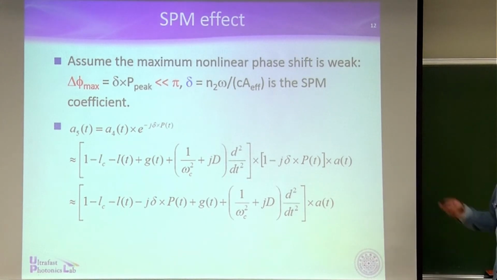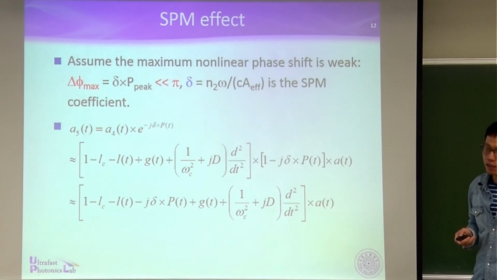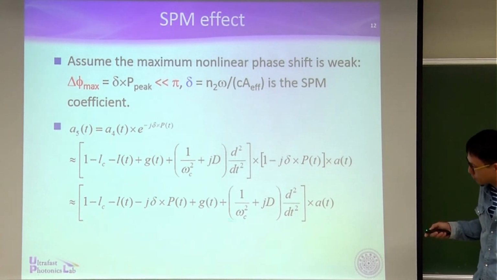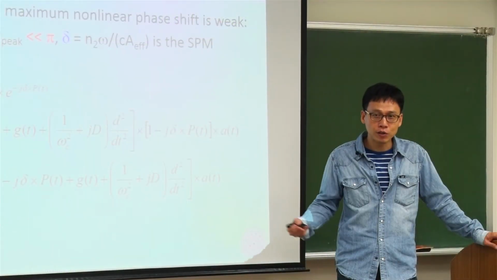Then the following things are the same as before. Output A5 equals input A4 times SPM, e to the minus j delta times P of t. Okay? The phase modulation in the time domain changes with your optical pulse shape P of t. Okay? Then everything else should be very straightforward. 我就不再重复. Basically, you can arrive at a new time domain equation. We are very close to the end.